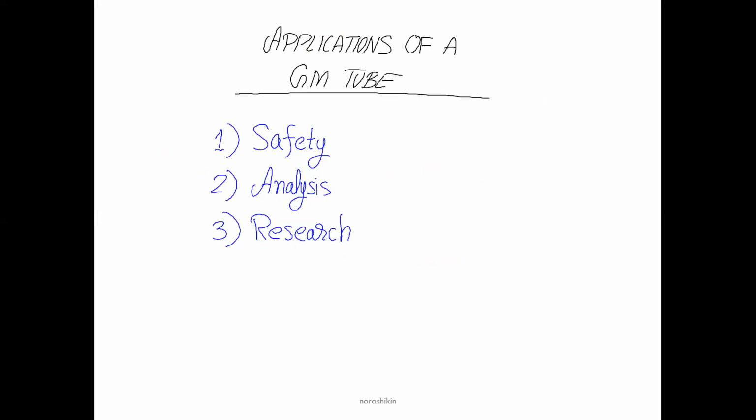Now, applications of a GM tube. GM tube is used for safety purposes. It is used for analysis, and it is also used for the purpose of research in a laboratory or in any installation. So you have to copy the list of applications. Done.